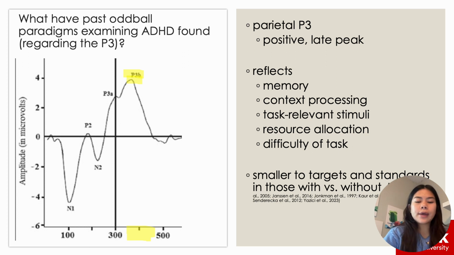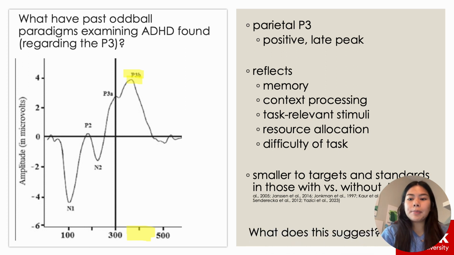I also want to mention that from past literature, a pattern of results has found that people with ADHD, including children and adults, have a smaller P3 to target stimuli and standard stimuli compared to those without ADHD.